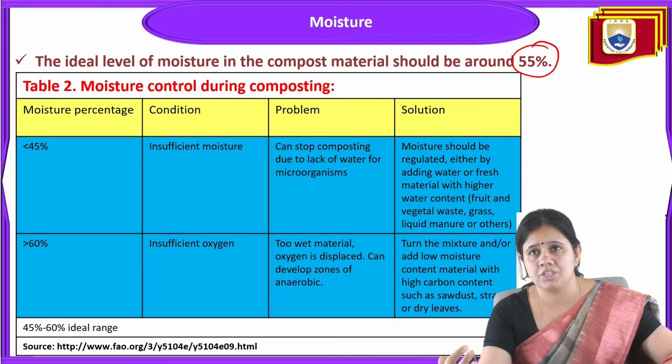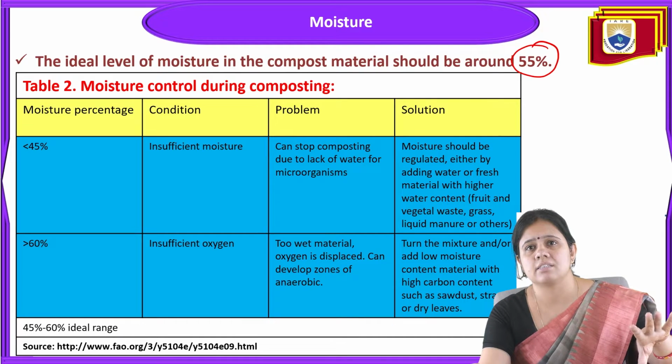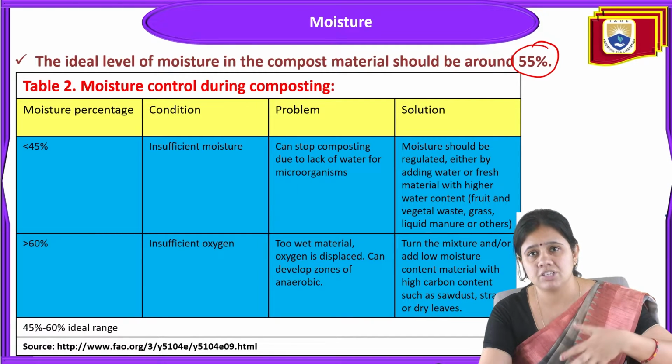In insufficient moisture, what problem will occur? It will stop composting due to lack of water for microorganisms. Next, if it is more than 60%, that condition is called insufficient oxygen. And in insufficient oxygen, what will happen?